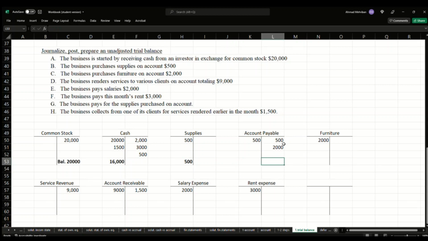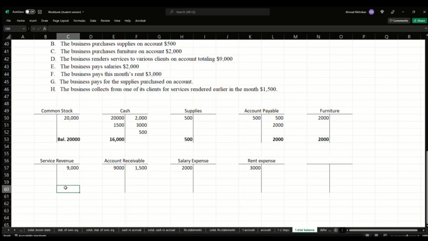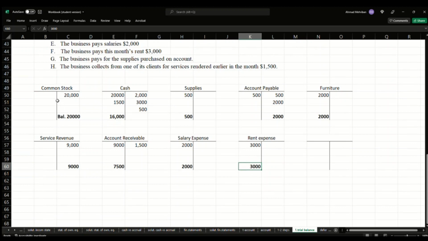And the accounts payable balances out as 2,000: 500 minus 500, and on the credit side we have 2,000 left. Furniture is 2,000 on the debit side. Revenue is 9,000, because despite the fact that we received the payment, we still have provided the service, so this stays the same. Now accounts receivable is reduced to 7,500. Salary expense, the expense recognized, 2,000, and rent expense is 3,000. We also recognize it. So these are the postings that we've done. These are the ledger, general ledger, let's assume.